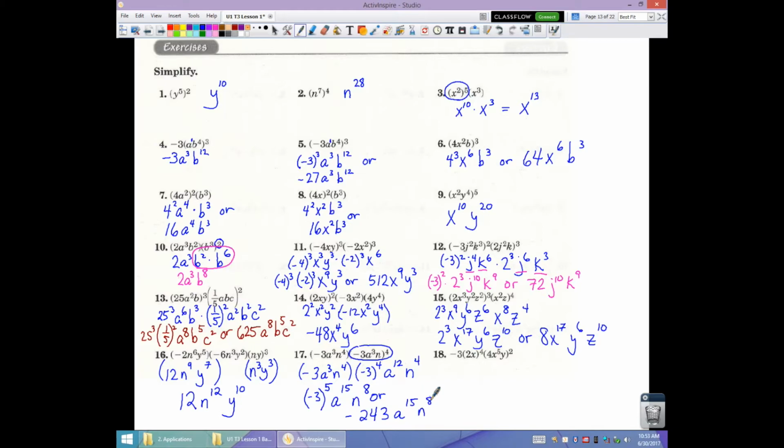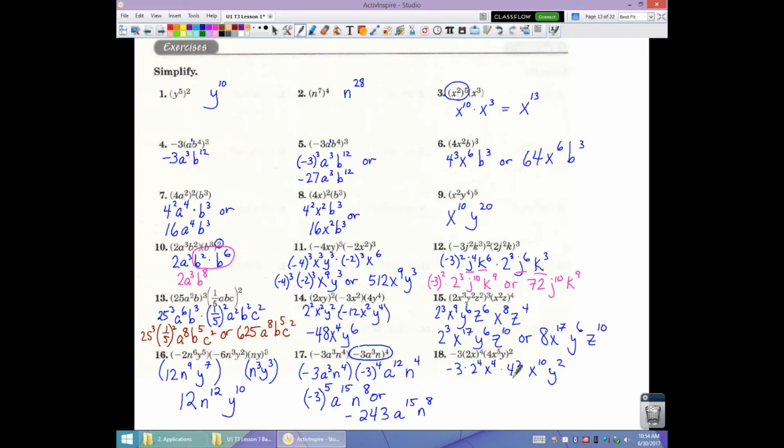And last one here, number 18. I've got power to a power twice. Now the negative 3 in the front has nothing to do with either of those, so leave it alone for now. We multiply by 2 to the 4th, x to the 4th, times 4 squared, x to the 10th, y squared.